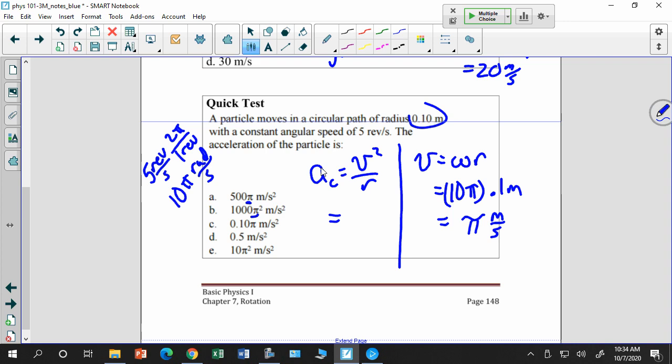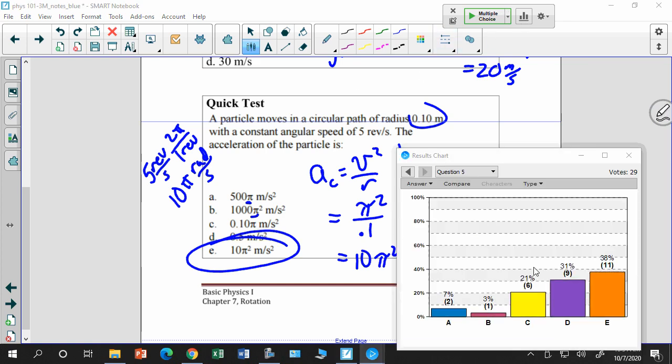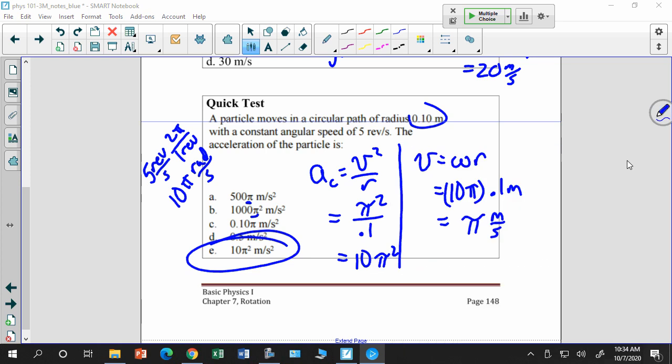Now, finding the centripetal acceleration, I have v squared, that's going to be pi squared, divided by the radius, which is 0.1, or 10 pi squared. So the answer is going to be E. I know that the whole pi thing probably trips you up, but that's a common thing in standardized tests. So get used to it, where you keep a variable or a number like pi throughout to the end of the answer. Okay?